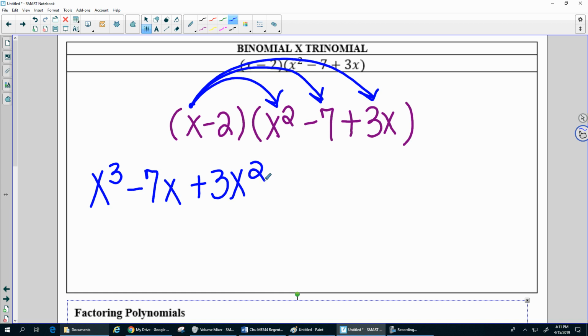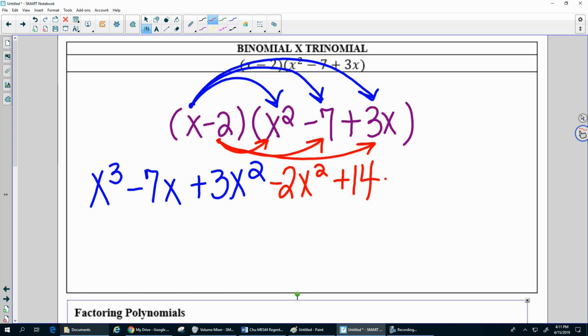And now you'll see there's no more places for me to draw arrows, so now we can move on to our second term. Our second term is negative 2, and we want to multiply everything in the other factor by negative 2. So negative 2 times x squared, we get minus 2x squared. Negative 2 times negative 7, we get positive 14. And negative 2 times 3x, we get negative 6x.